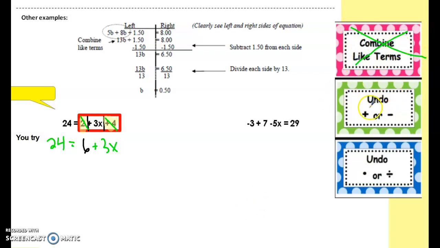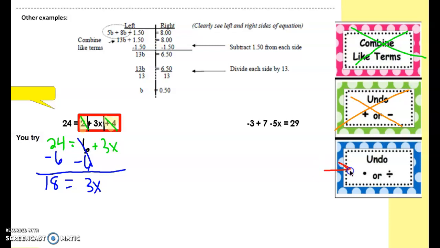Now we're going to look to undo addition and subtraction. We have a 6 and a 3 with our x. This is multiplying. This is addition. So we're going to take care of that 6 first, and we're going to subtract it. This is where I use my opposites when I get down to those bottom 2 steps. We have 3x equals 24 minus 6 is 18. So we undid addition and subtraction.